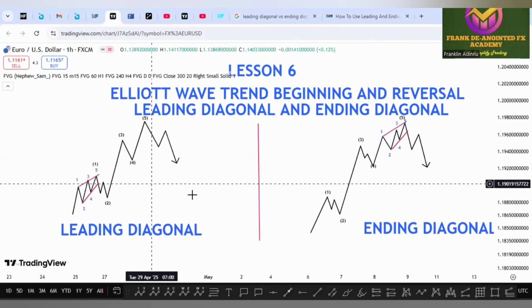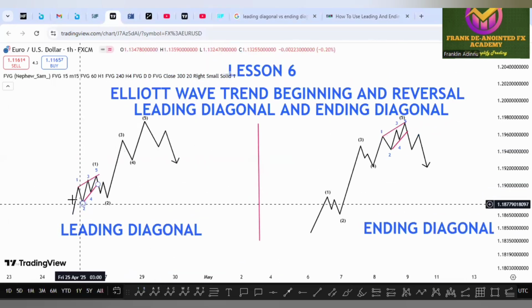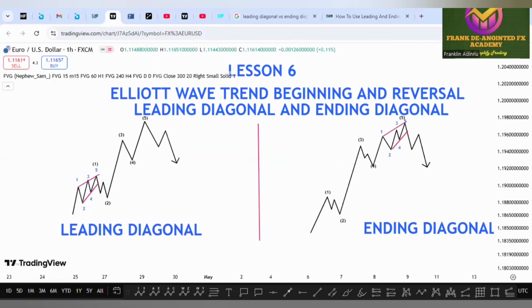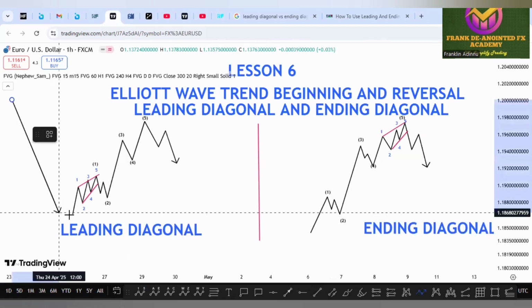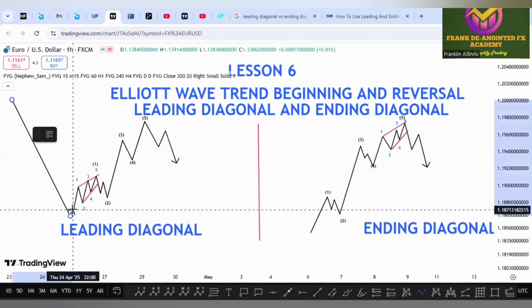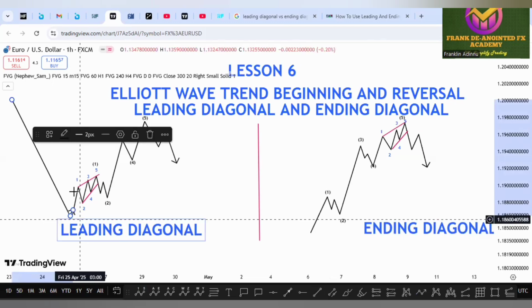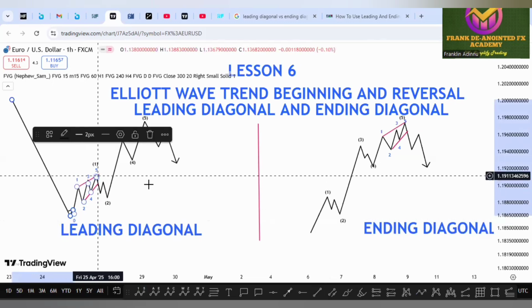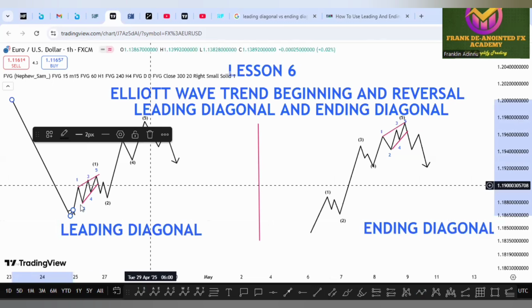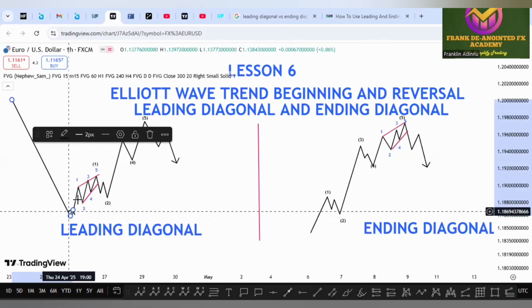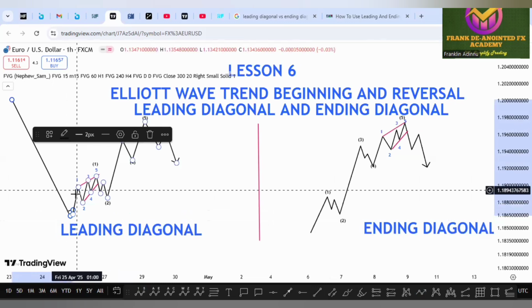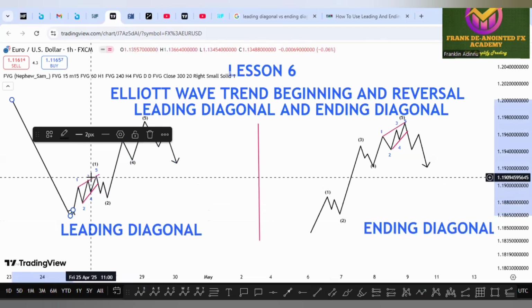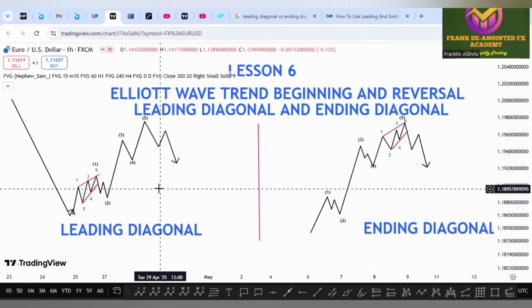Okay, this is a leading diagonal. Whenever you see the trade moving like maybe a down trade came like this, then stopped here, and then you saw the market coming like this, so many people think that it's going to be a correction. But it's not a correction. It's just a leading diagonal showing you that a new wave, a new trend is about to begin.